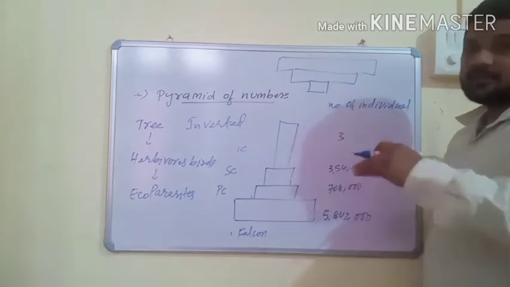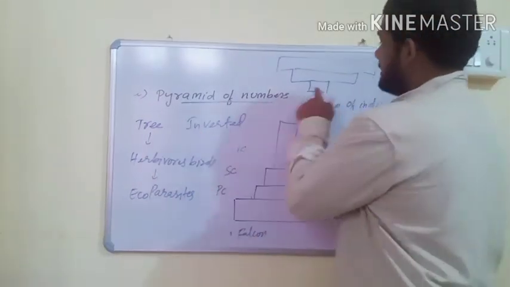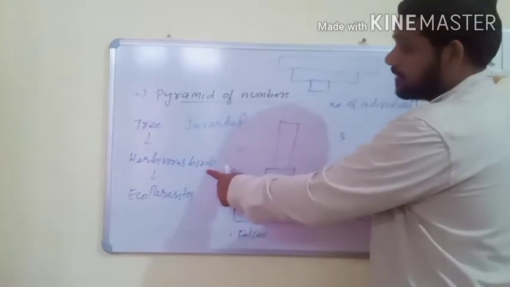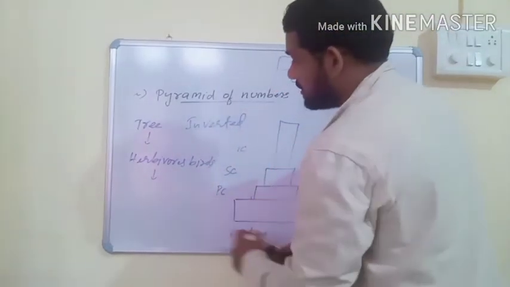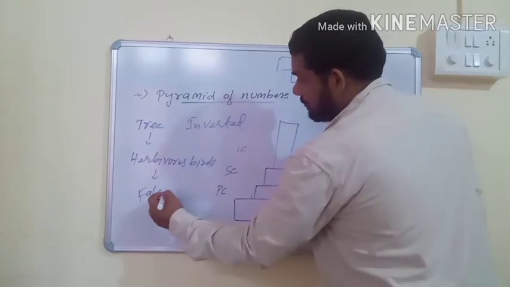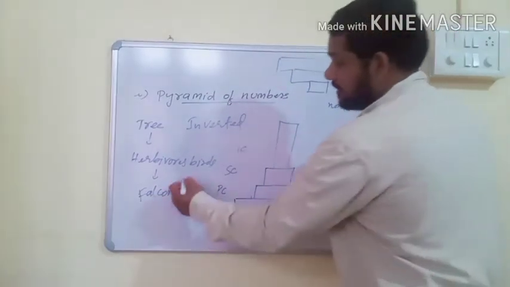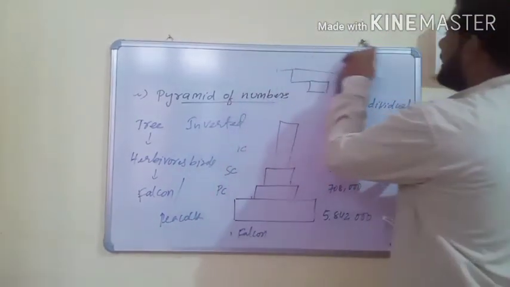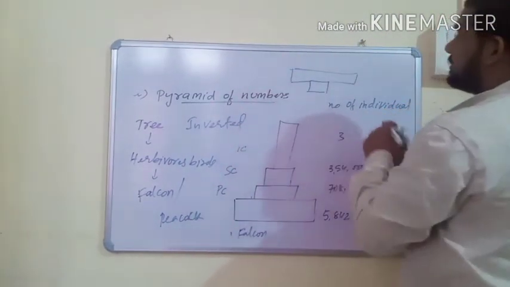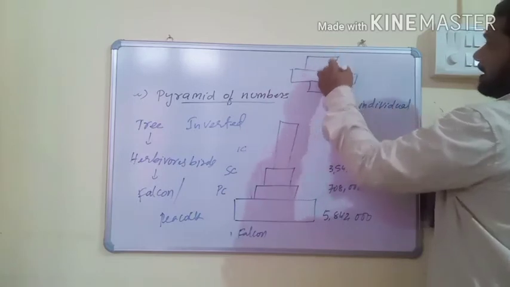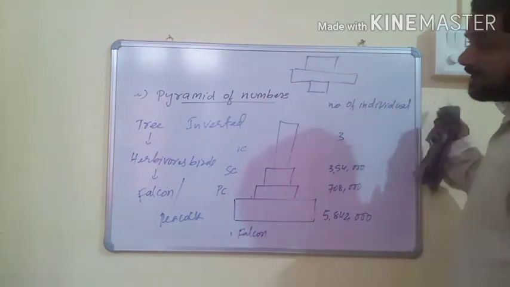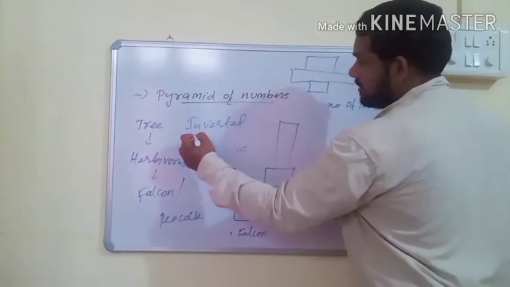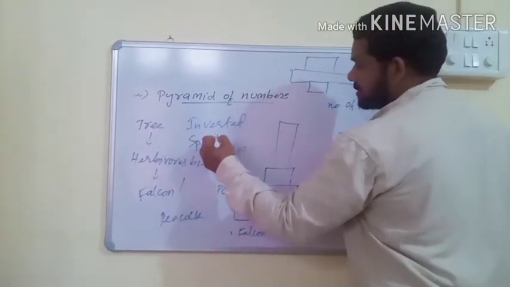So in some cases a single tree produces a large number of herbivores. Then these large numbers of herbivores support very few falcons or very few peacocks. Then in the pyramid of number, again the number of individuals at the consumers level, the carnivores level, will decrease. In such cases the pyramid of number shall be spindle shaped.